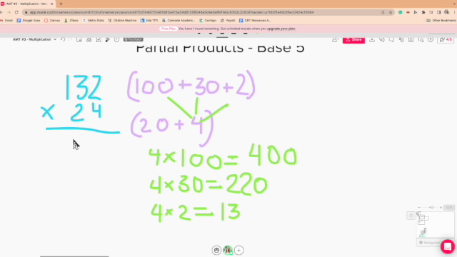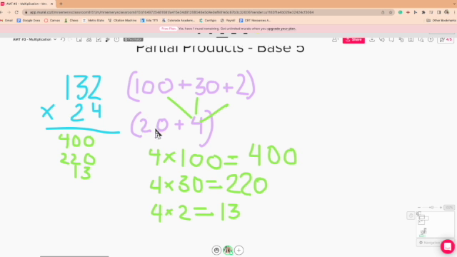So now I'm going to write these right underneath the problem so I can keep track of all of it. So from doing the distributive property for just the ones place, we have 400, 220, and 13. Now I am going to do the distributive property, or partial products, for the 10's place, which is 20.